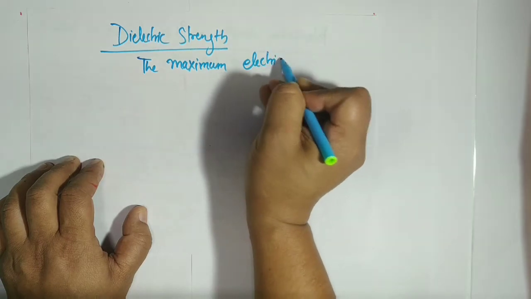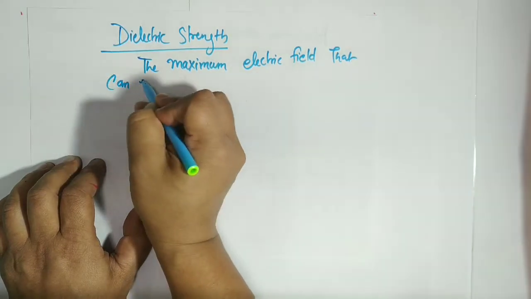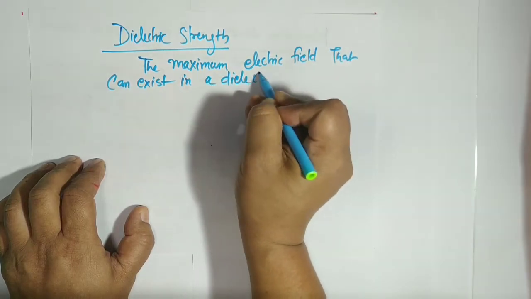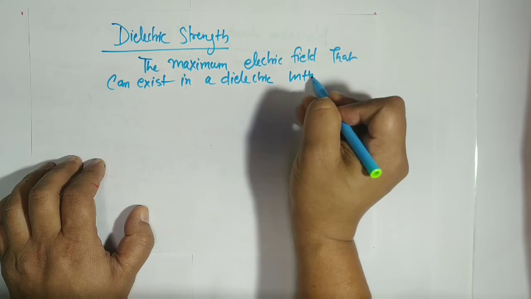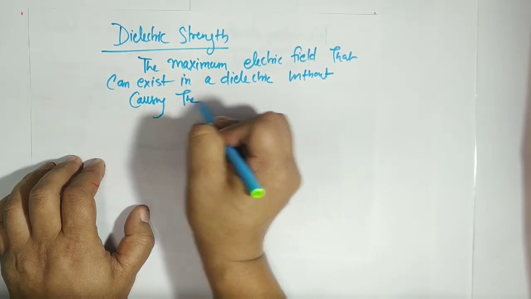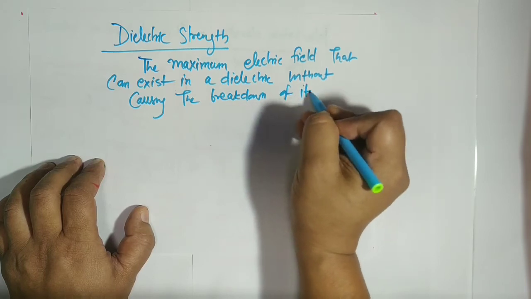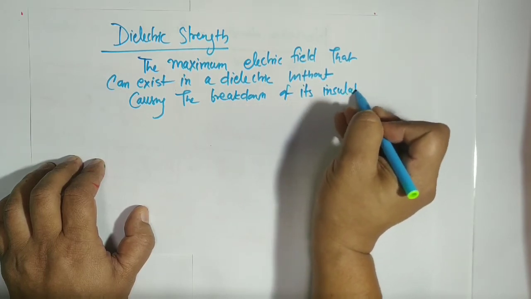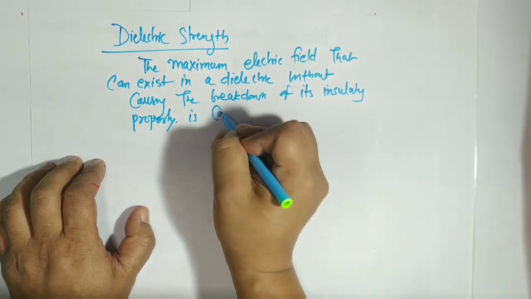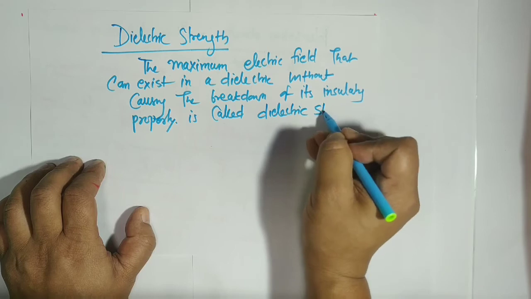That is the maximum electric field that can exist in a dielectric without causing a breakdown of its insulating property, because it has an insulating property. You remember dielectric. Without losing the insulating property, it is called dielectric strength. One mark, these are the definitions.